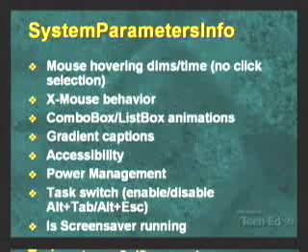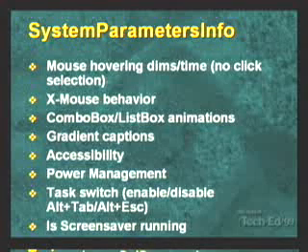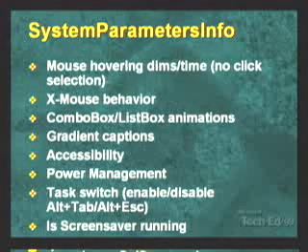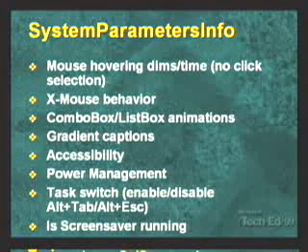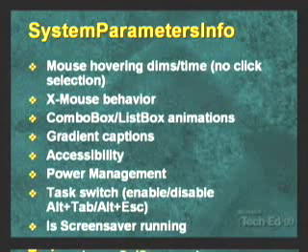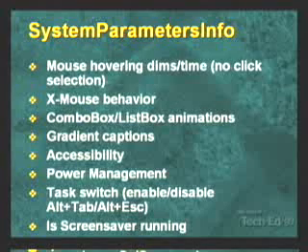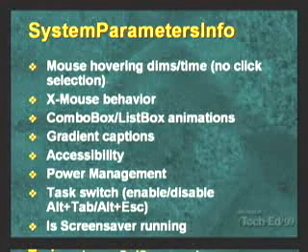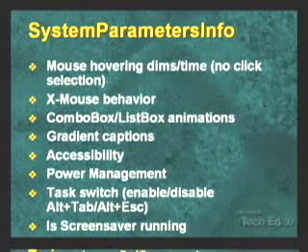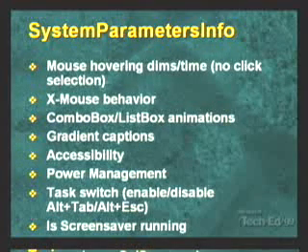Okay. They've added a bunch of other parameters and things that you could tweak. There's mouse hovering dimensions and time, so you can do single-click selection. There's X-mouse behavior built into the system for those people that like that. Combo box and list box animation so that when you scroll, the pixels slide up the screen rather than have it just repaint. I don't know what we've ever done all these years without gradient captions.